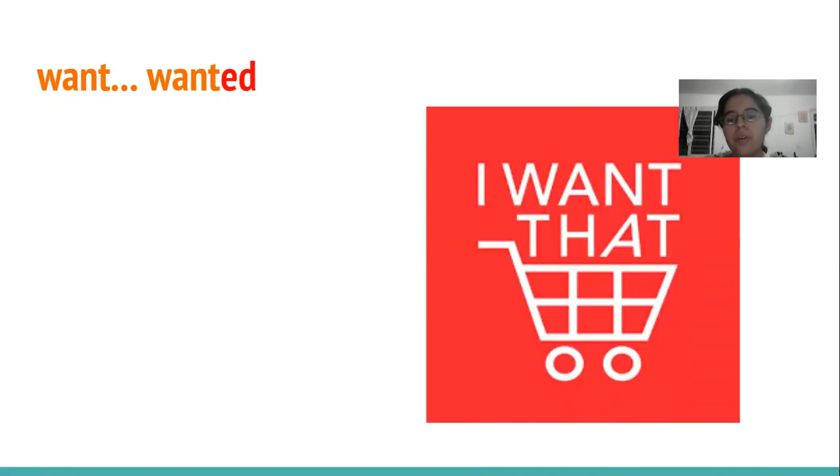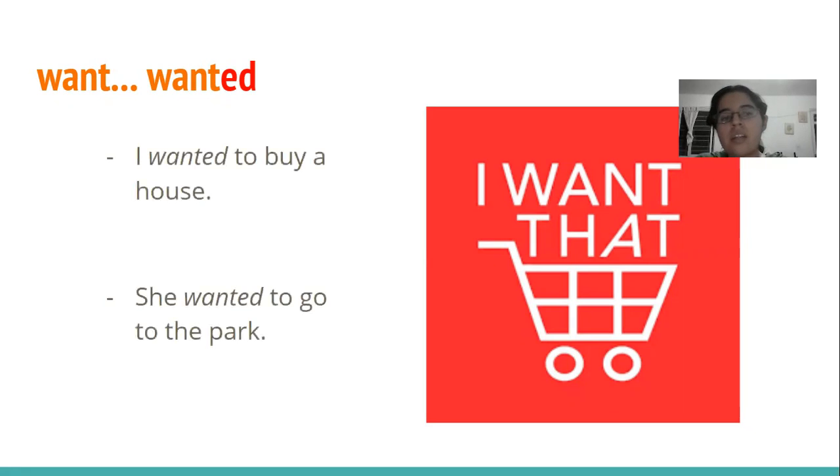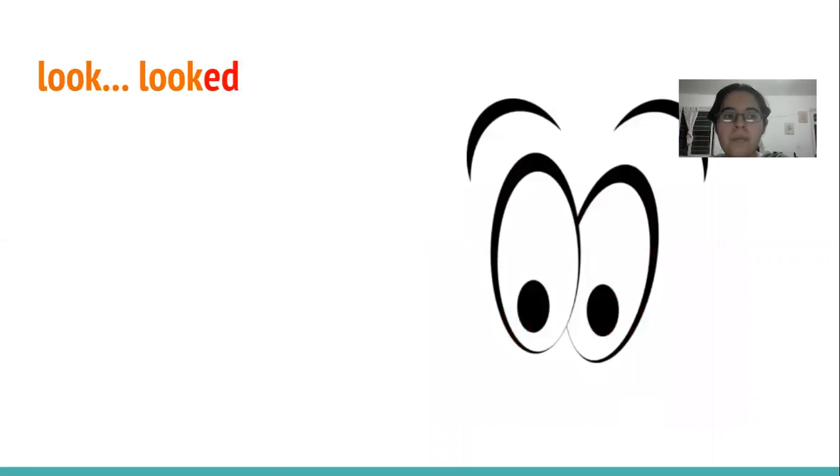So here we're going to see some verbs that are frequently used, just some of them. Let's start. So want, wanted. The examples are: I wanted to buy a house, or she wanted to go to a park. You can want to do something or want something, to have something. So there we have it, want, wanted.